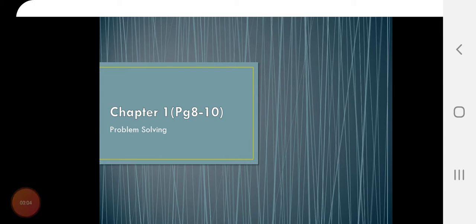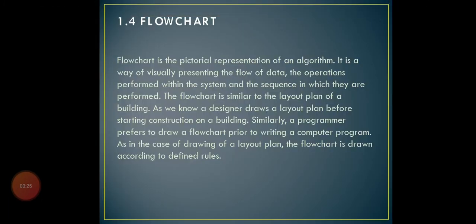This is the first chapter, problem solving, and today we will cover from page number 8 to page number 10. The chapter is all about problem solving. There are a total of 9 steps, and I have told you in previous lessons how to solve a problem using this problem solving process. Now today I will tell you what a flowchart is and how we can draw it.